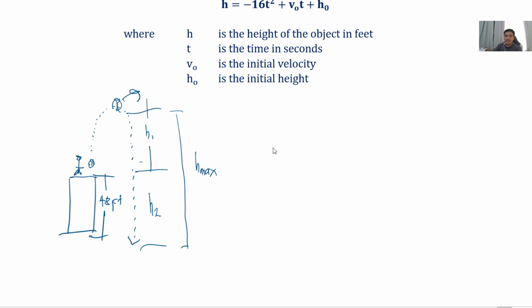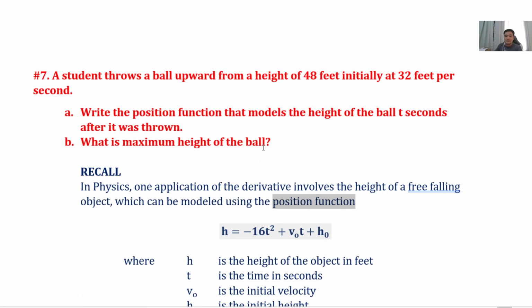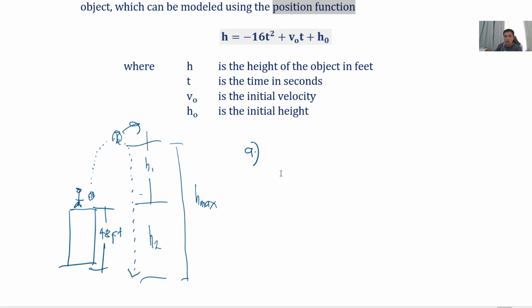So, isa-substitute natin ngayon, class, doon sa position function natin. Okay? Ano sinasabi nito? Write the position function that models the height of the ball t seconds after it was thrown. So, hanapin natin 'yung height nung ball. Okay? Hanapin natin 'yung height nung ball after, so parang ano 'yung maximum height na marireach ng ball after this second or after this time. Okay? Hanapin natin 'yung time na 'yon.